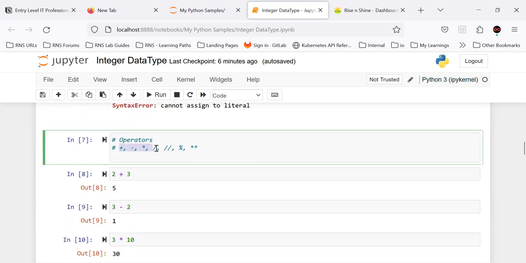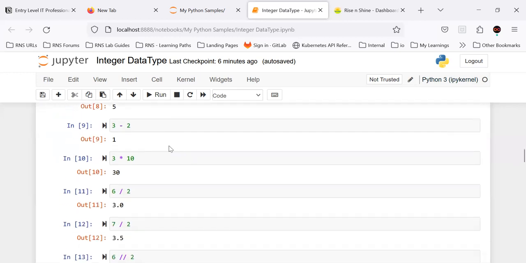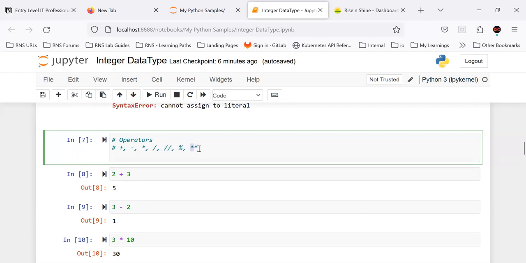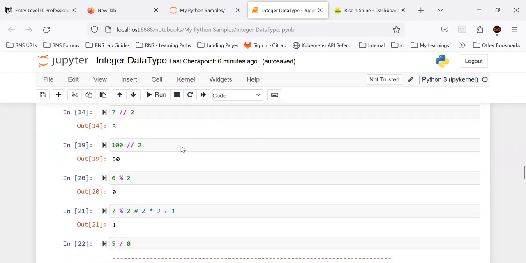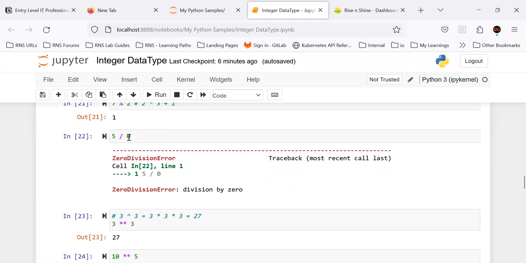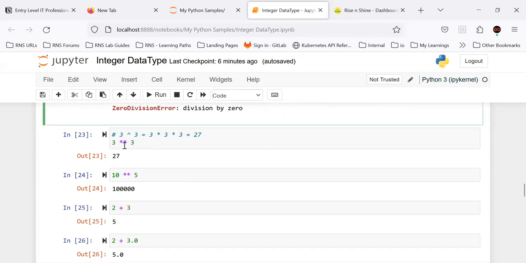And then we talked about different operators: addition, subtraction, multiplication, division. So this is about decimal representation. And then modulus, and what else? The power of, the power notations. There are some symbols which you are trying to understand. And zero division: you cannot do division by zero.